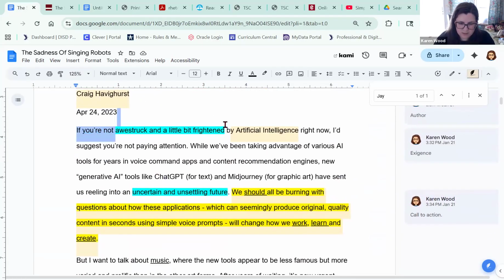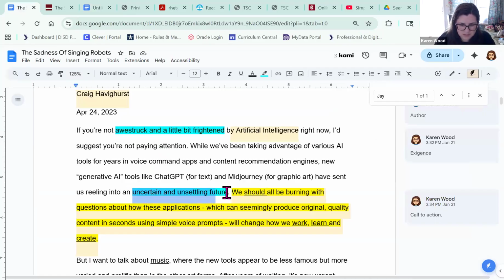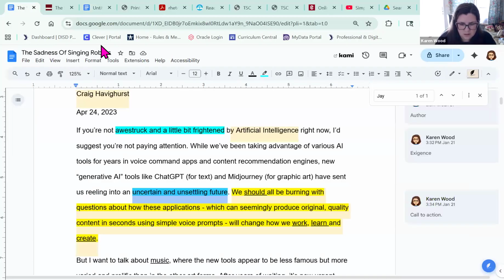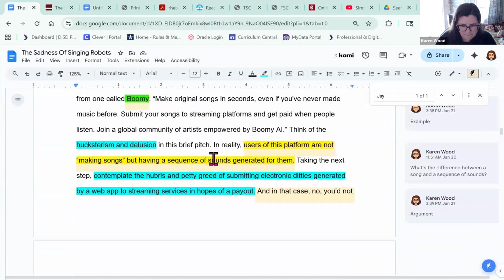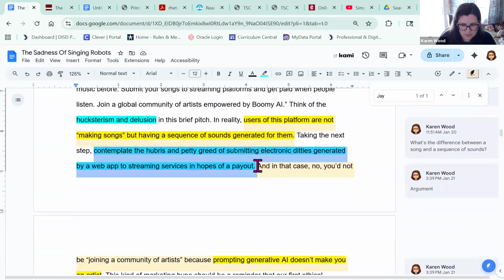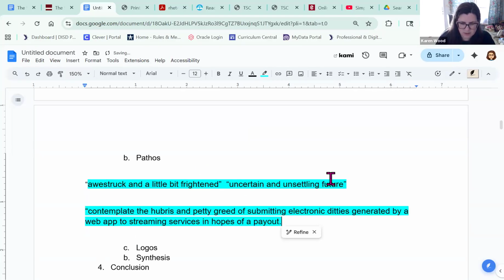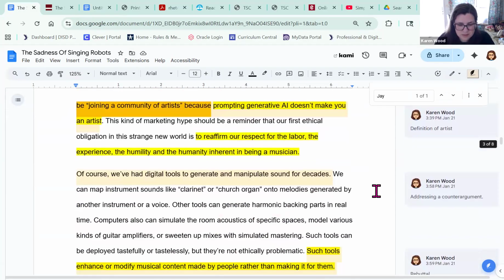So, awestruck and frightened. I like that one. I also like the uncertain and unsettling future. I like this long quote. And he kind of comes back to this point later about in hopes of a payout, where he's talking at the end about AI-generated music just kind of swamping all of our streaming services.